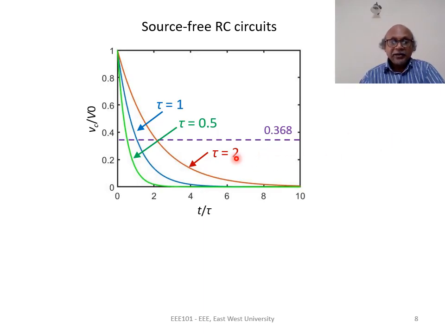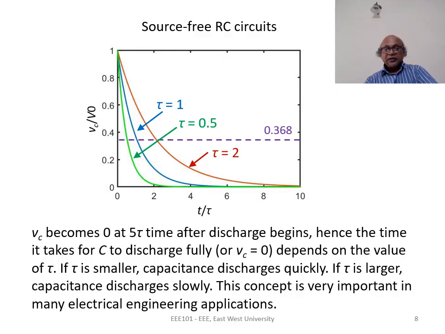We can see that the graph for tau equal to 0.5 seconds decays most quickly, and the graph for tau equal to 2 seconds decays most slowly. So the general observation that we can make is that the smaller the value of tau, the quicker the capacitor voltage decays, or the larger the value of tau, the slower the capacitor voltage decays. This concept is very important in many practical electrical engineering applications.